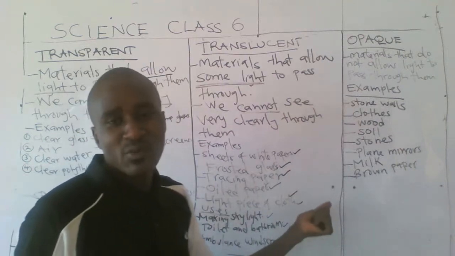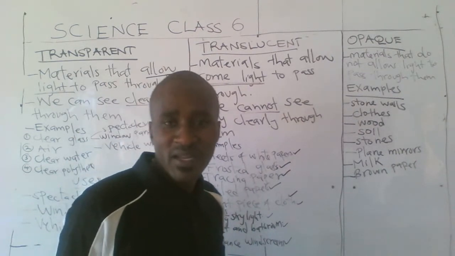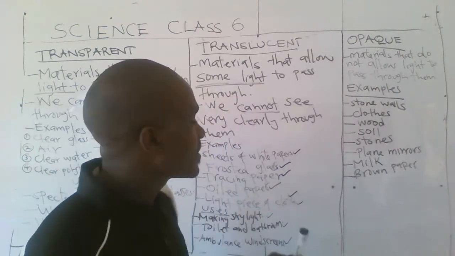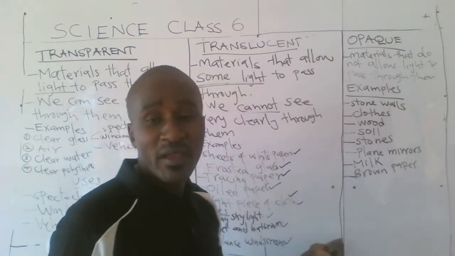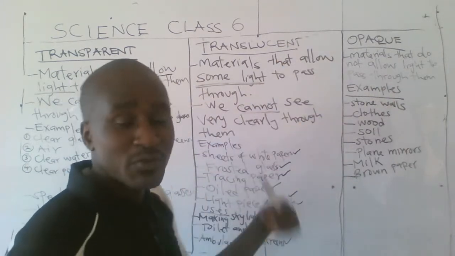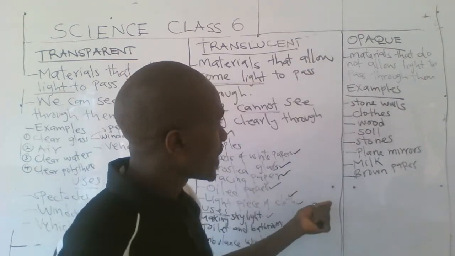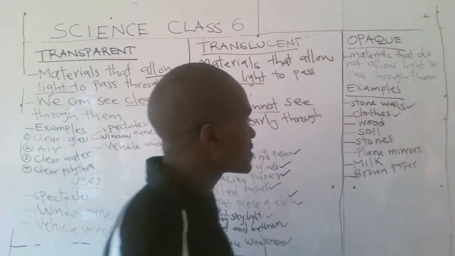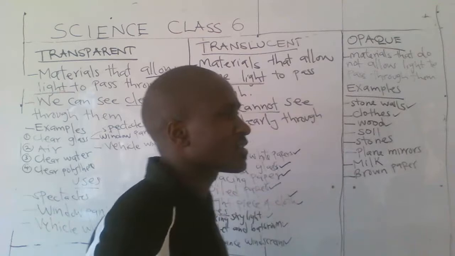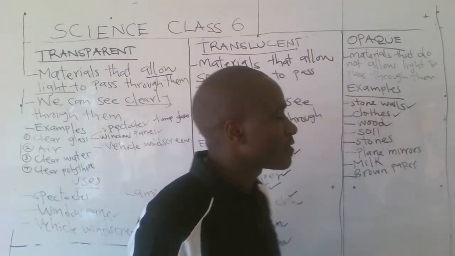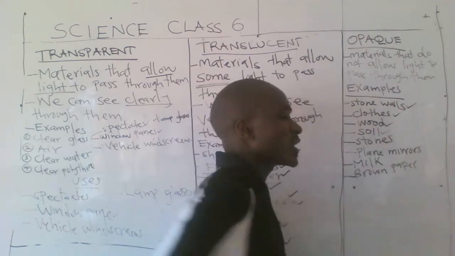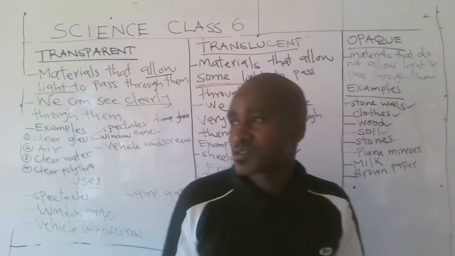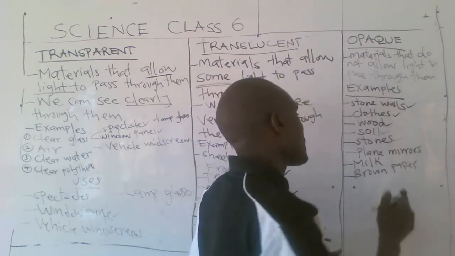Being that something is white does not make it transparent. Being that something is white does not make it translucent. So something may be white, but it is opaque. Like this board, it is a whiteboard, but you can't see through. So this is opaque. Clothes: you wear opaque clothes for privacy. Woods, I think almost all of them are opaque. Soil is opaque. Stones, everywhere you walk, you see stones. Almost all are opaque.